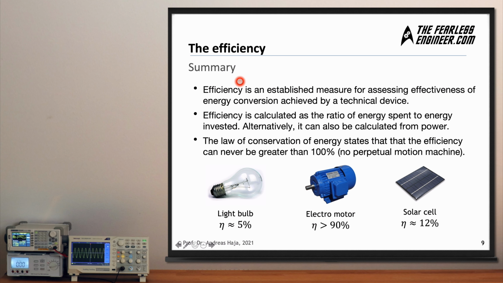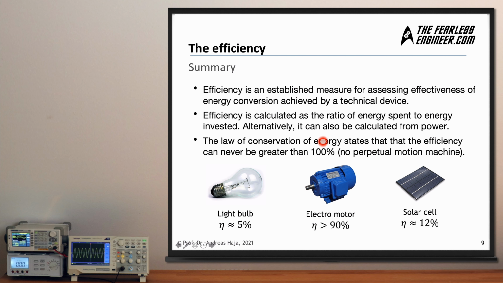Now let's quickly summarize the main concepts you have learned in this video. We have established energy conversion efficiency as a measure for assessing the effectiveness of energy conversion achieved by a certain technical device. Secondly, we have seen that efficiency is calculated as the ratio of energy spent to energy invested, and especially with electrical applications, it often makes sense to calculate this efficiency from power instead of energy, which is because we can easily use the power law to, let's say, use voltage and current measurements to compute the power consumption of an electrical device, which is often easier than using the energy.